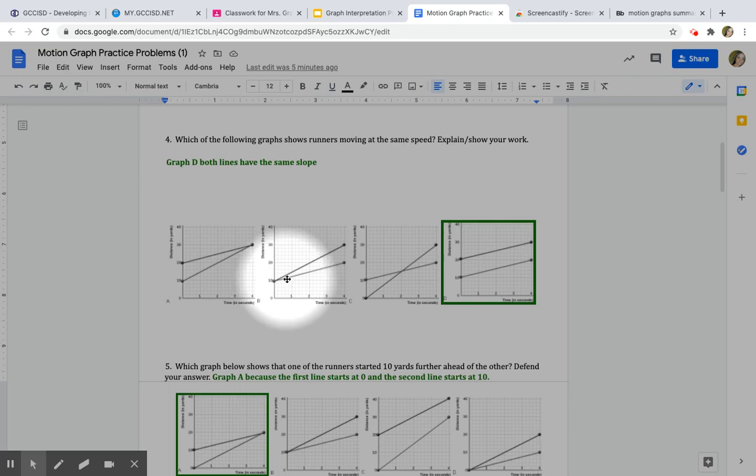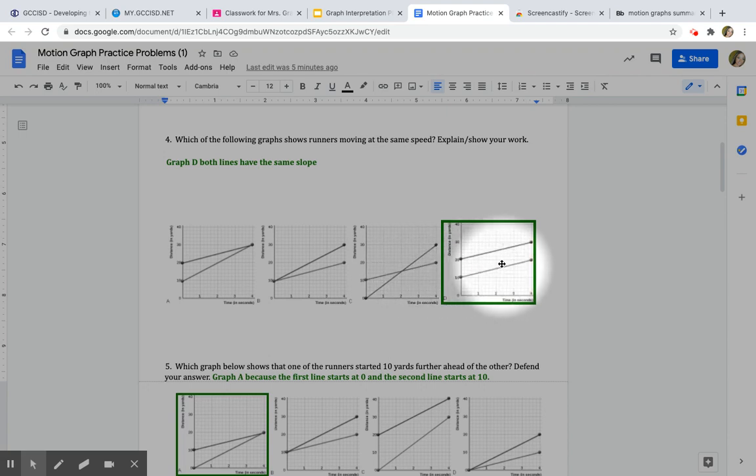And then graph B, they start at the same point. However, you can see it is taking this runner a very long time to reach its point versus runner number two has reached its point faster. So they are not at the same time or at the same speed. Now, graph C, one runner starts at 0, one runner starts at 10. The first runner shoots up. He has made it there in less time than runner 2, which is kind of like a steady pace. Okay, so they are not at the same speed.